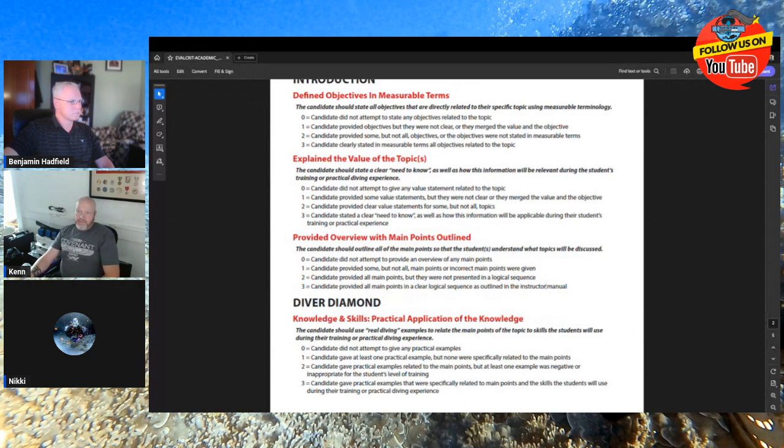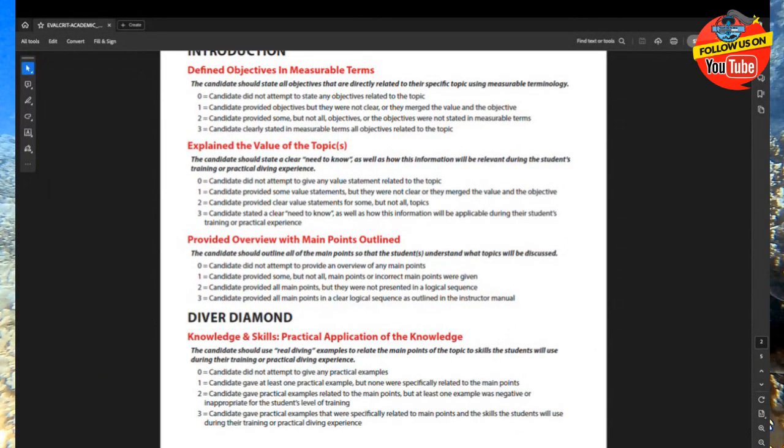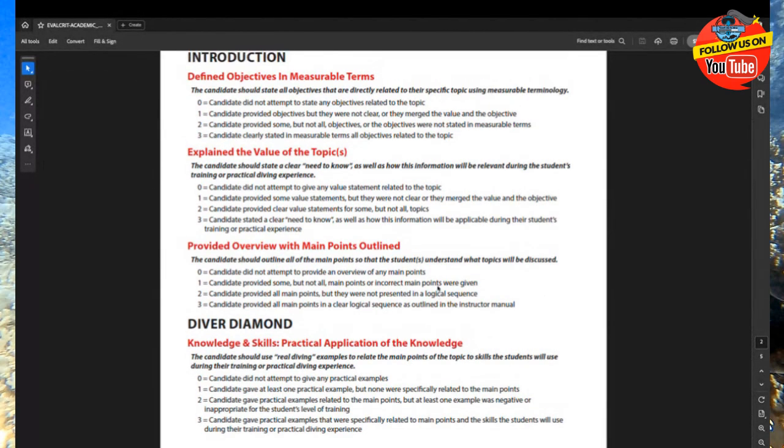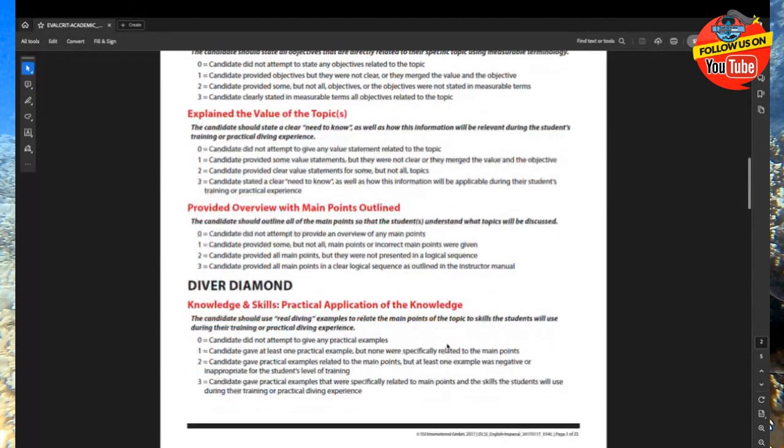Yeah, I think that would be a 3 too, because she talked about the main points. They were in a logical sequence, and I think they were the same. I don't know about the instructor manual because I don't have that in front of me, but sure. Yeah, absolutely. So overall, I agree. She earned a 3 in that category.